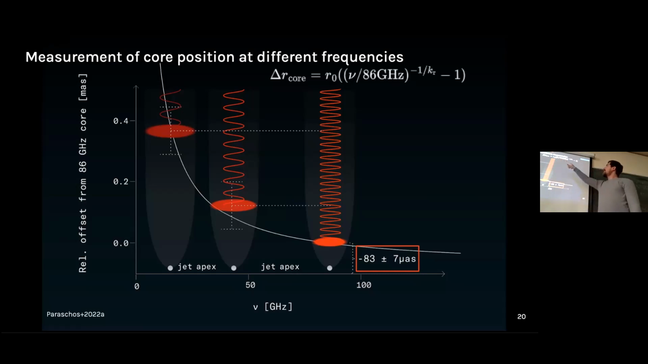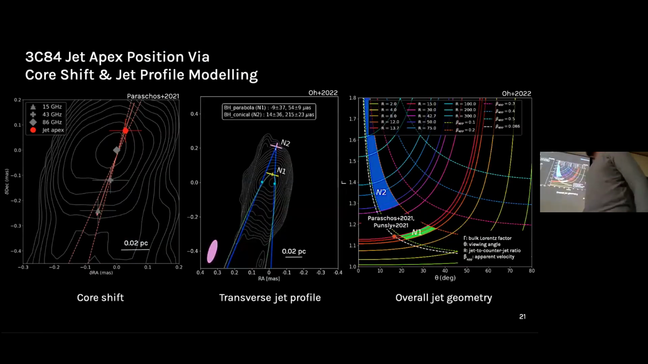What we can do is fit a parabola of the form I'm showing at the top, which then is this fit. And then we find that the 86 gigahertz core is located around 80 microarcseconds north of the real VLBI core. And I can show you how this looks.